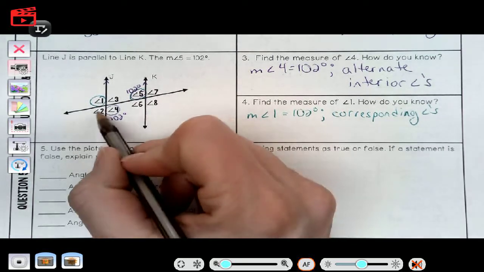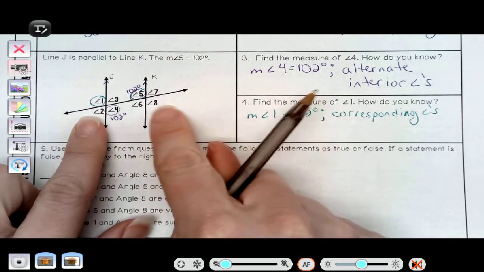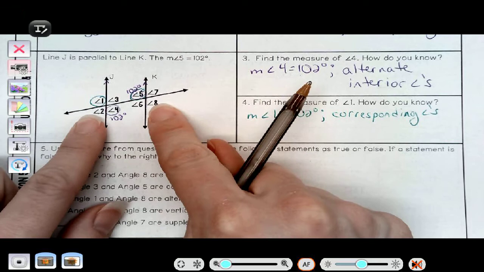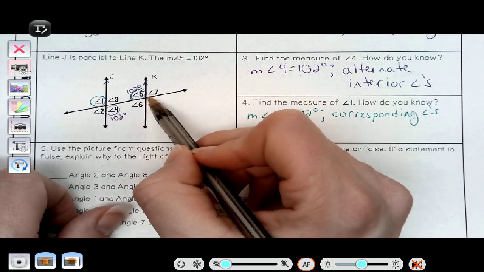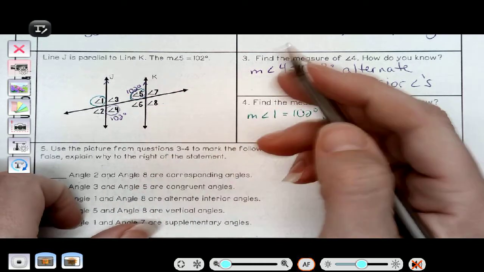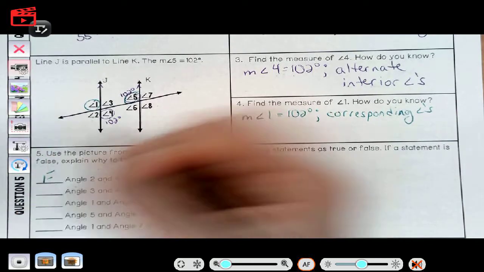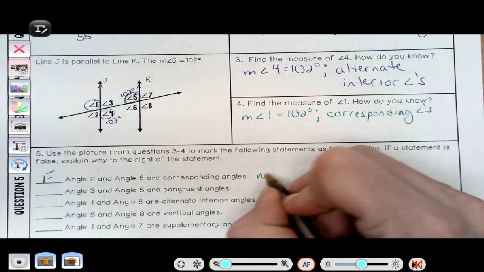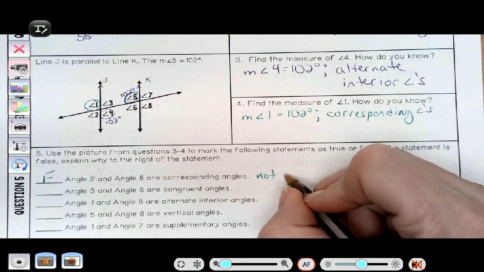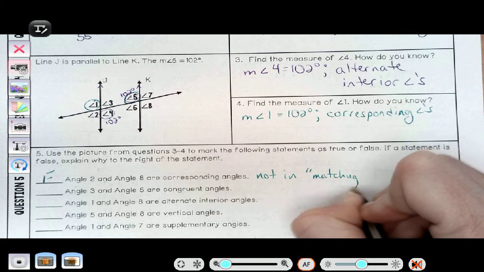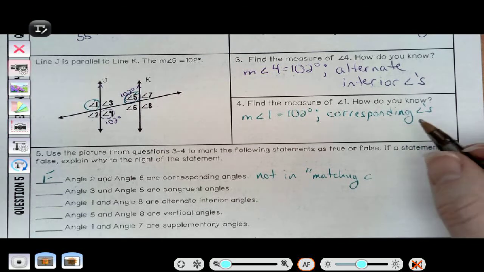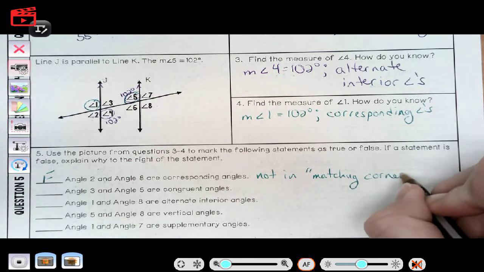Angle 2 and angle 8, are they corresponding? Do they hold the same position? Well, angle 2 is below and to the left. Angle 8 is also below but to the right. So we're going to say false. And we're just going to say not in matching corners. I think that's what we said in the front page. They're not in the same relative spot. Okay, so anything like that.